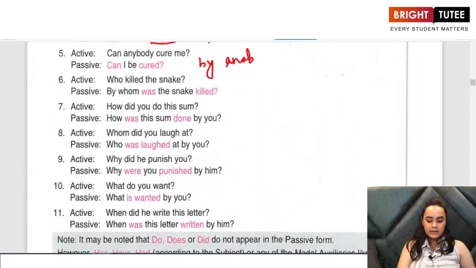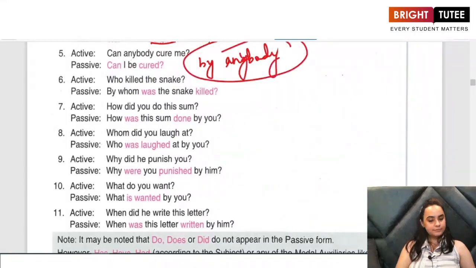Okay, we have learned it. Who killed the snake? By whom was the snake killed? How did you do this sum? How was the sum done by you? Whom did you laugh at? Who was laughed at by you? Why did he punish you? Why were you punished by him?